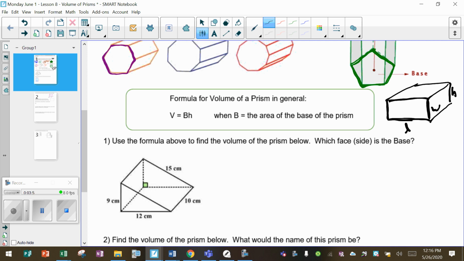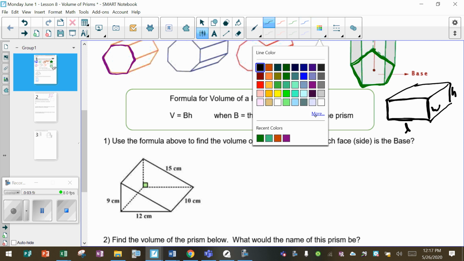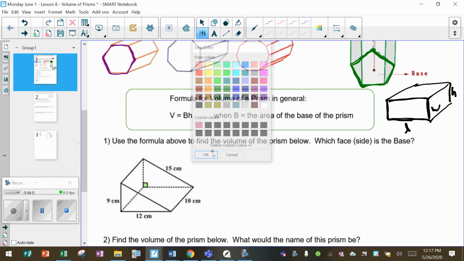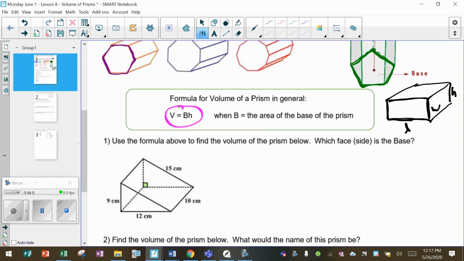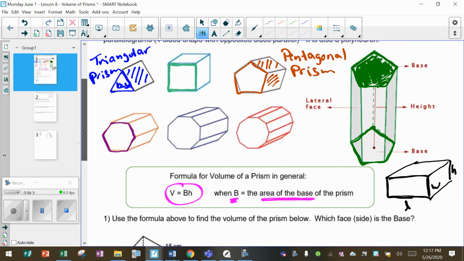In general, for any prism, the formula for volume is BH, but in this case, the B is a capital B, and the capital B represents the area of the base shape itself. So that's why we need to know which side is the base shape, because we want the area of that base shape and then times the distance between the two parallel bases. That would be our height.